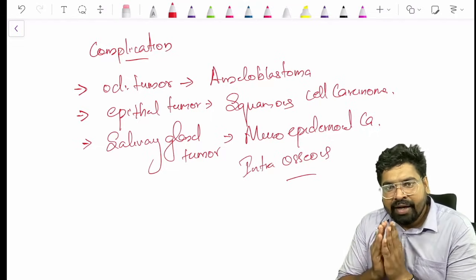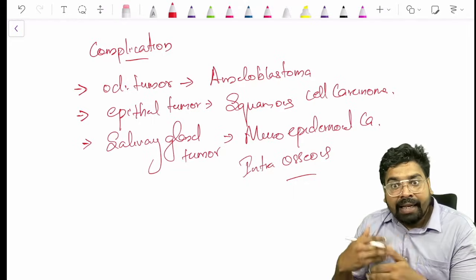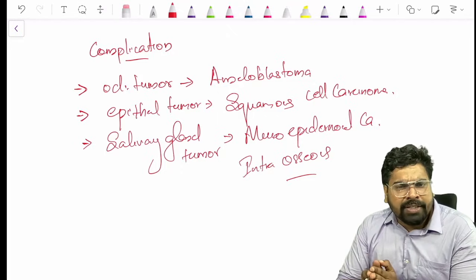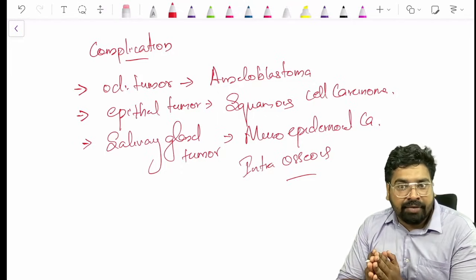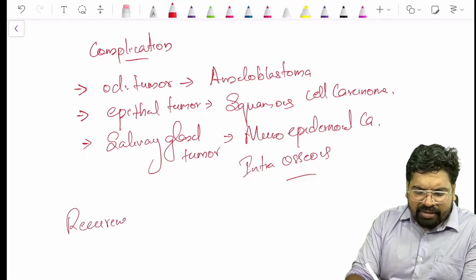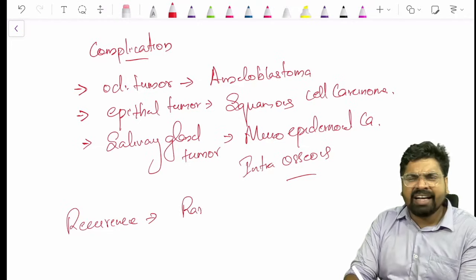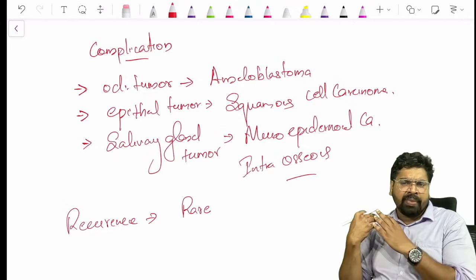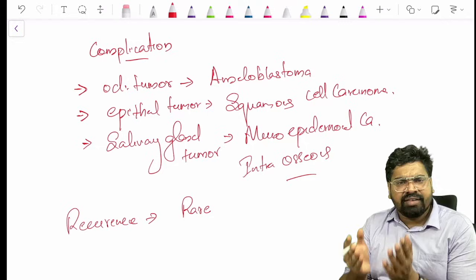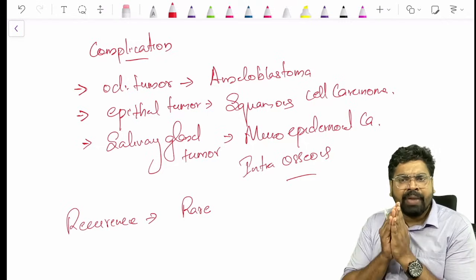So this is about dentigerous cyst. See the malignant potential, the cyst with the malignant potential is dentigerous cyst. Recurrence is rare. Once you remove it, it won't recur. If you take the tooth out along with the cyst, it will not come again. That causative tooth is gone. So recurrence is rare. So this is about your dentigerous cyst.